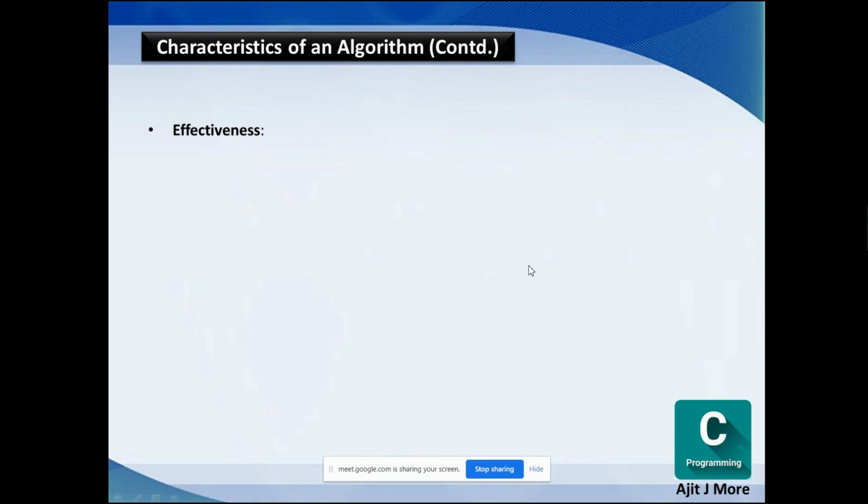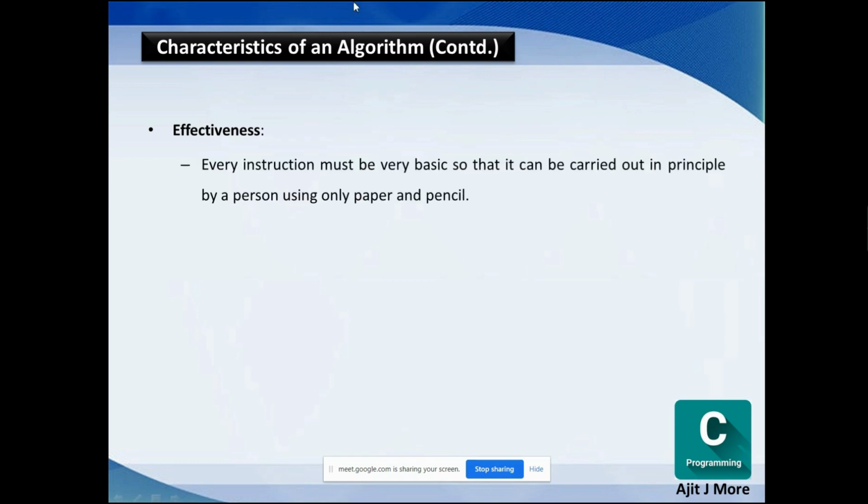And we will be doing it. Later, when you study data structures, they'll teach you different sorting methods. They'll give you some sample numbers and say sort these numbers using this method. So you'll apply that algorithm on those numbers, manually try to apply the steps, and find the solution. So effectiveness means each instruction must be very basic.